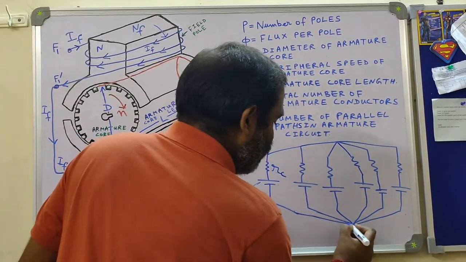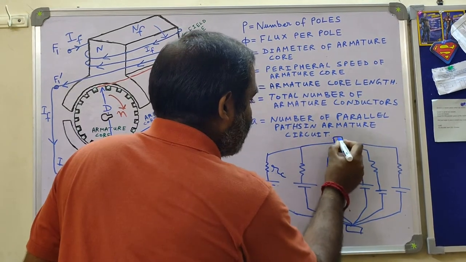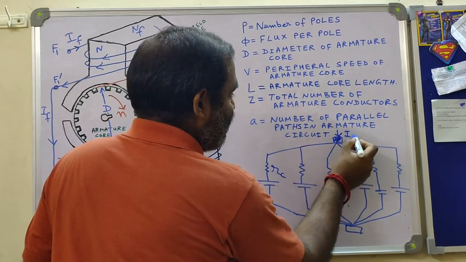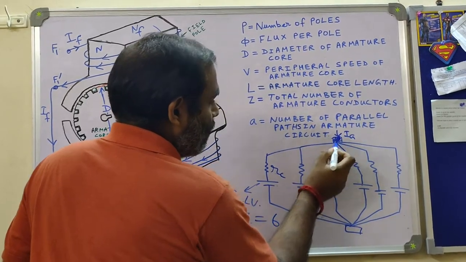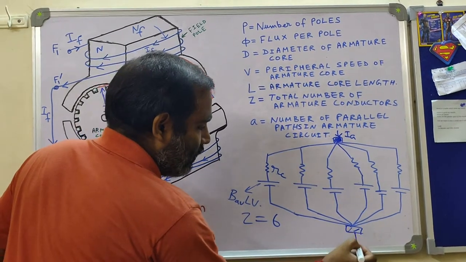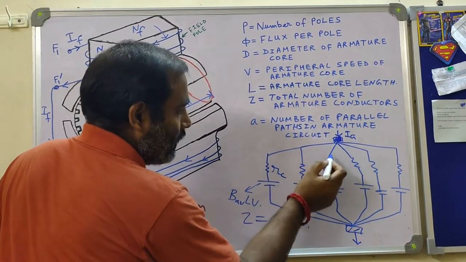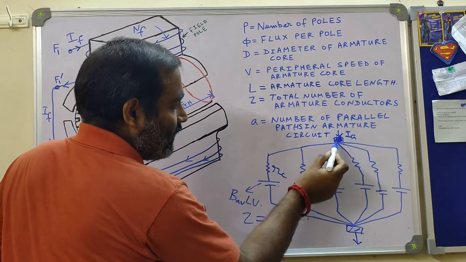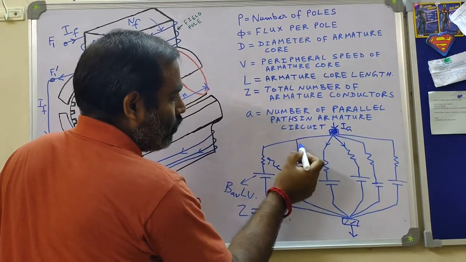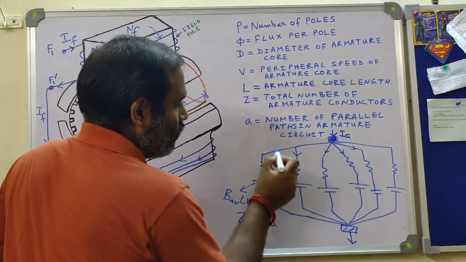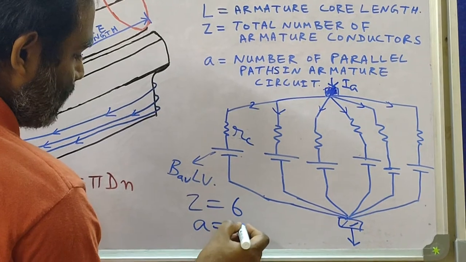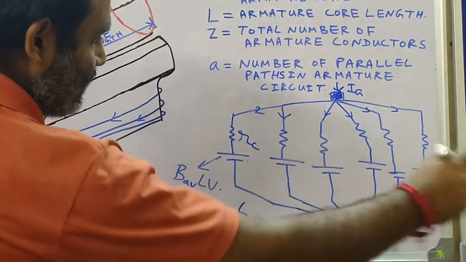Current will be entering or leaving through the brush. So when current IA is entering through the brush, how many parallel paths does this armature current see? 1, 2, 3, 4, 5, 6. So what is A here? A is 6. So the number of parallel paths is 6.